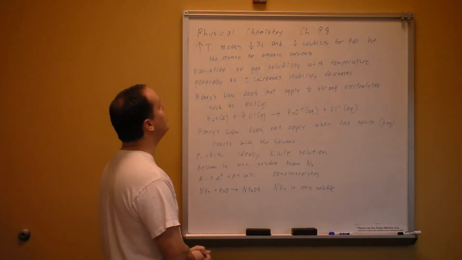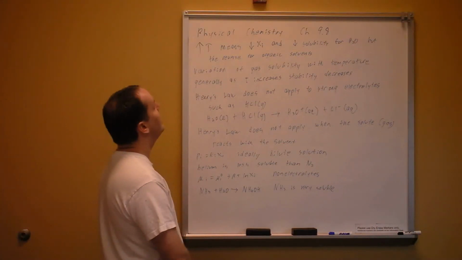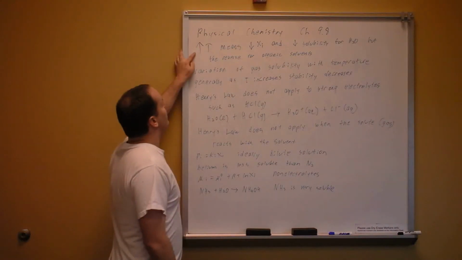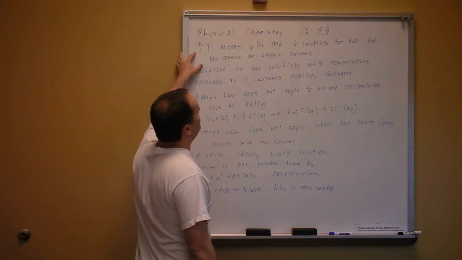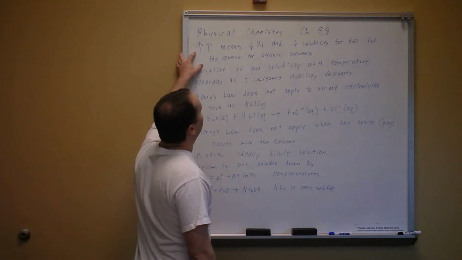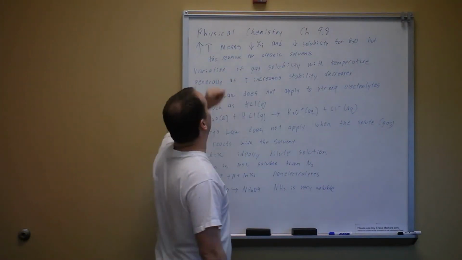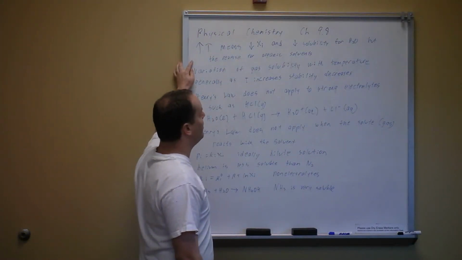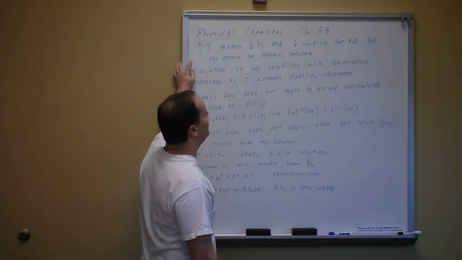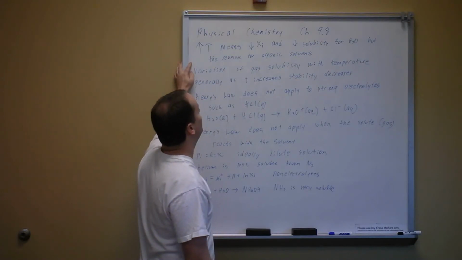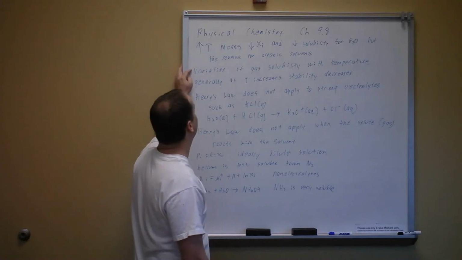Continuing on physical chemistry, chapter 9, section 8. So if we have increasing temperature, that means we're going to have decreasing mole fraction of substance I, and therefore decreasing solubility when we have H2O as the solvent. But the reverse will be true for organic solvents.